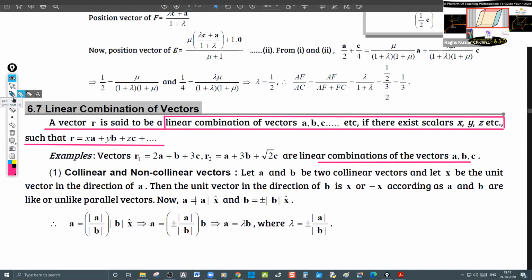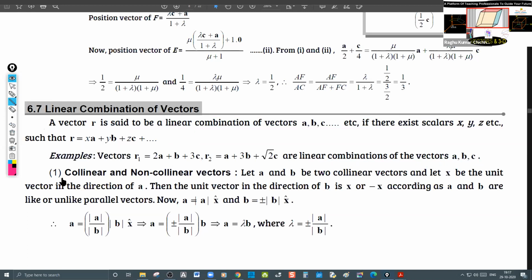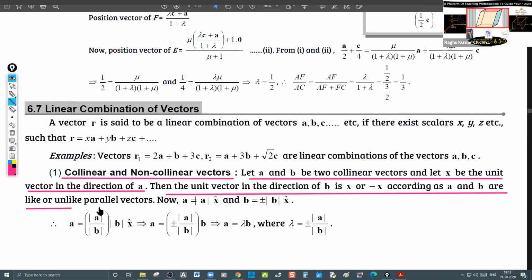And what is he talking about next? He's talking about this: collinear and non-collinear vectors. Let A bar and B bar be two non-collinear vectors and X be the unit vector in the direction of A bar. Then the unit vector in the direction of B bar is X or minus X according as A bar and B bar are like or unlike parallel vectors. Now, A bar can be written as modulus of A bar into X cap, B bar can be written as plus or minus mod B bar into X cap, where cap represents the unit vector. Okay. So he is simply writing a linear combination between them.